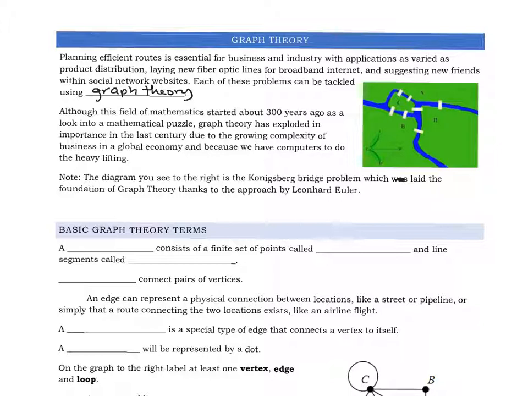So a graph consists of a finite set of points called vertices. I think many of you would probably figure out that the singular of that is vertex. And line segments called edges. These are not necessarily straight. Sometimes they could be curved. And edges connect pairs of vertices.